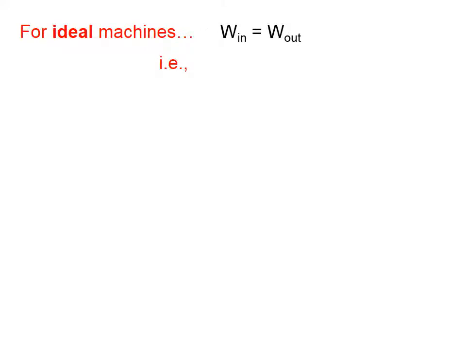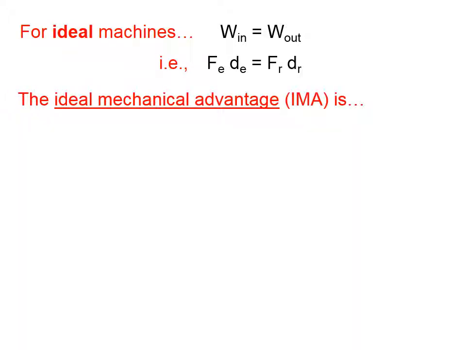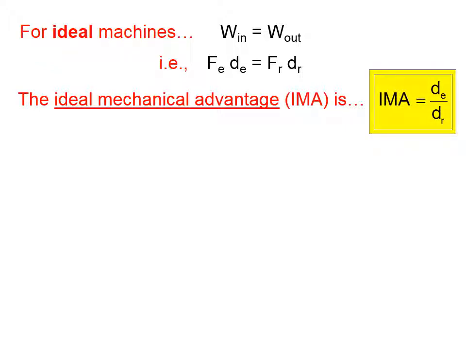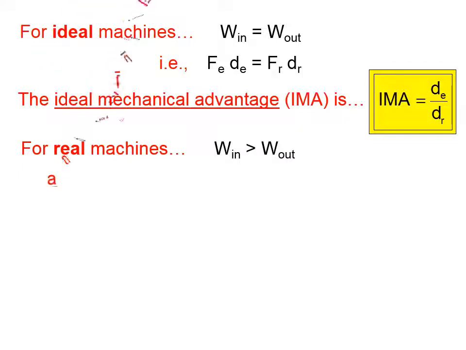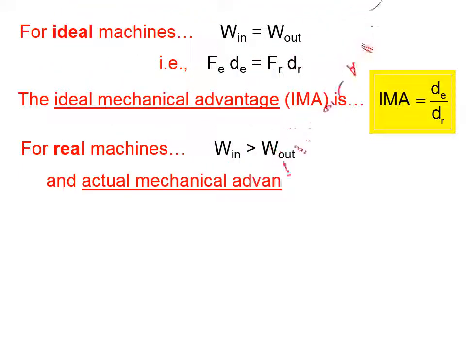For ideal machines, the input and output work would be equal. That is, FE-DE equals FR-DR. The ideal mechanical advantage is a ratio of distances, the effort distance divided by the resistance distance. Real machines have an output work that is less than an input work. You always have to put in more work than you get out. And that's because some of the work that you put in ends up turning into wasted heat.